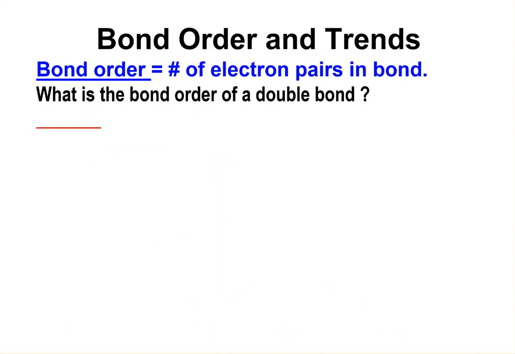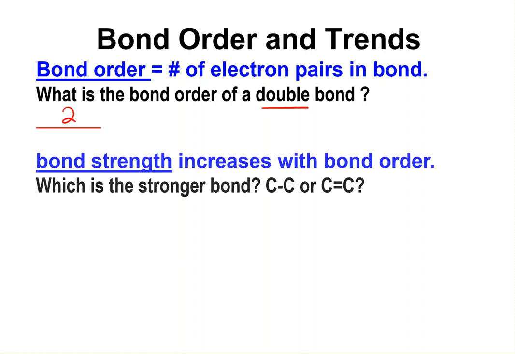Okay, and some simple trends with bond order, and these are pretty intuitive. Bond order, again, is the number of pairs. So if we have a double bond, the bond order is 2. Okay, bond strength. Which do you think is stronger? This is a bond order of 1 versus a bond order of 2. Which is stronger? Of course, what you would think, the stronger bond is going to be the one with bond order 2.